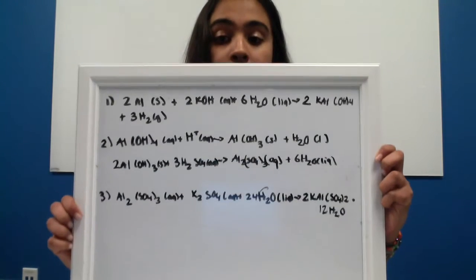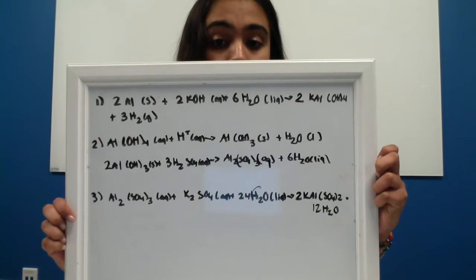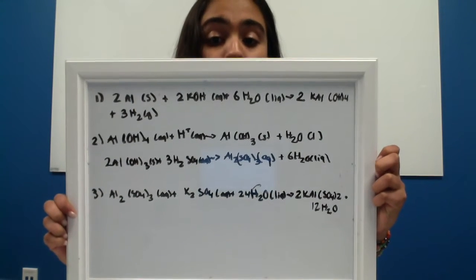Upon cooling, crystals of hydrated potassium aluminum sulfate are deposited, yielding KAl(SO4)2 times 12H2O. The final equation is Al2(SO4)3 aqueous plus K2SO4 aqueous plus 24H2O liquid yields 2KAl(SO4)2 times 12H2O. Finally, the alum crystals are removed from the solution by vacuum filtration and washed with a 50% ethanol and 50% water mixture. This removes contamination from the crystals, but doesn't dissolve them and allows the crystals to dry more quickly.